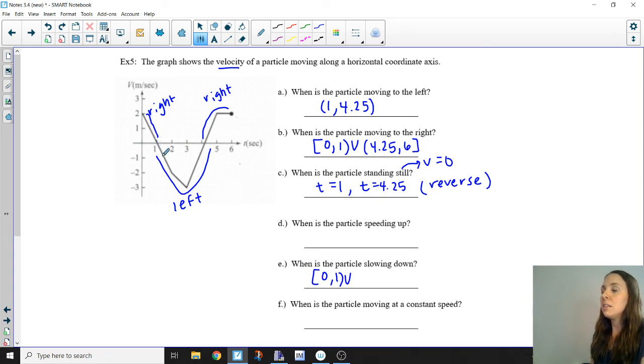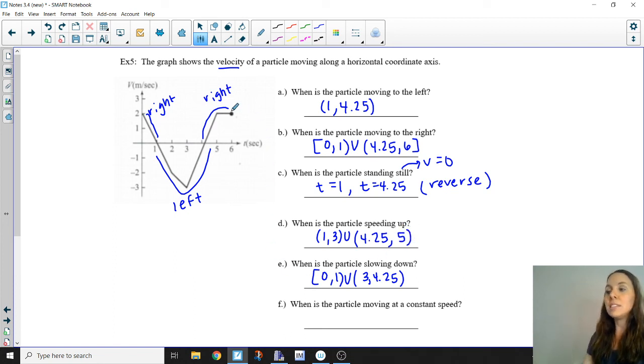From 1 all the way to 3 is speeding up. And the reason I know that is because my velocities are moving away from a velocity of 0. So from 1 to 3, my particle is speeding up. From 3 to 4.25, it's going toward a velocity of 0, so it is slowing down. And finally, from 4.25 to 5, it is speeding up because it is moving away from a velocity of 0.